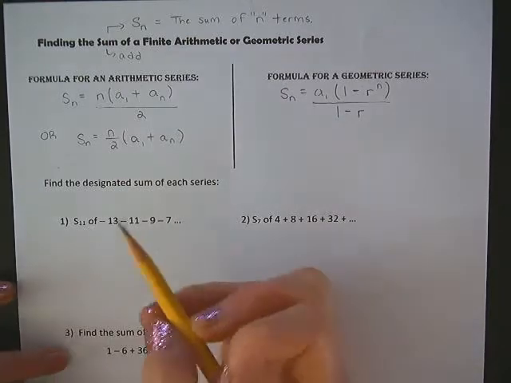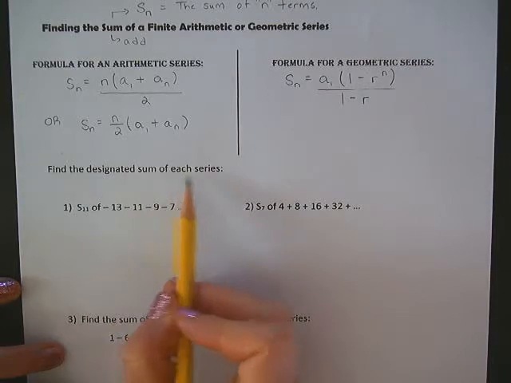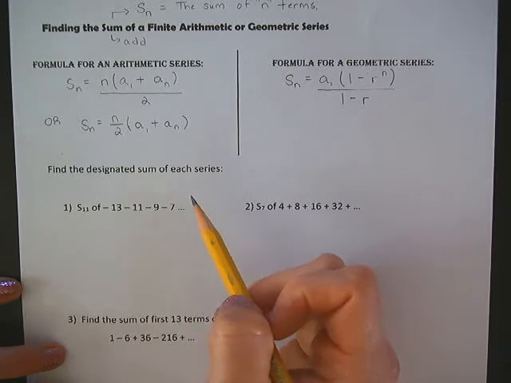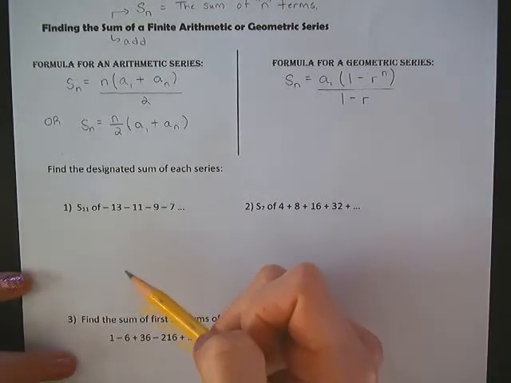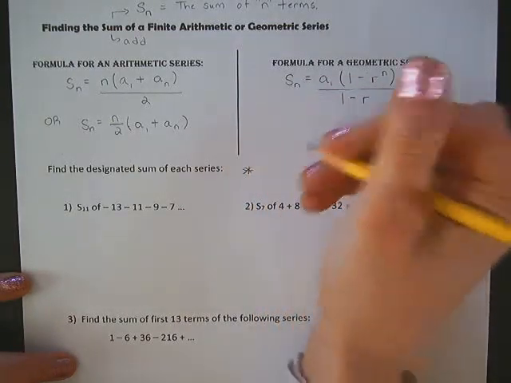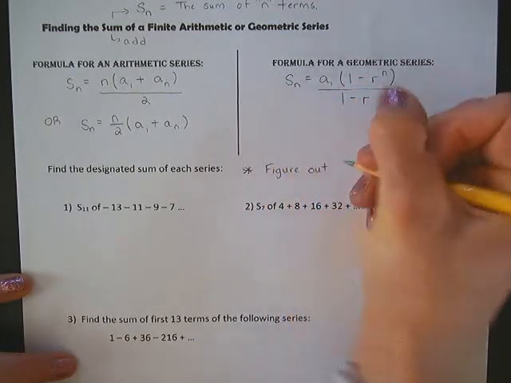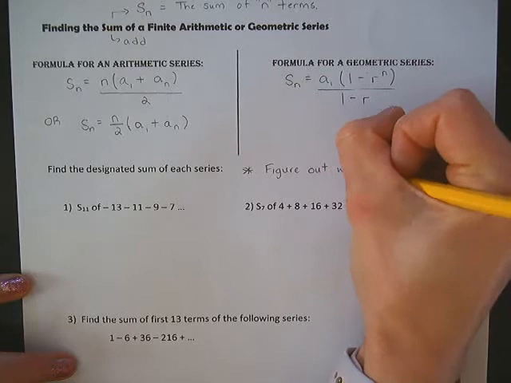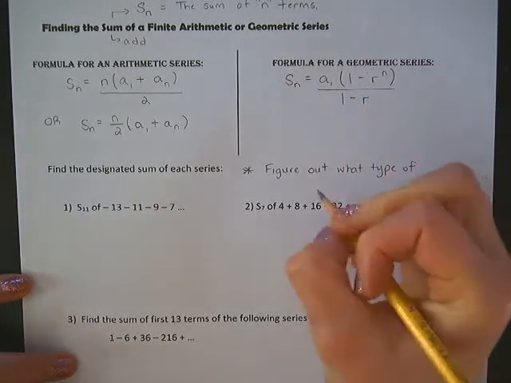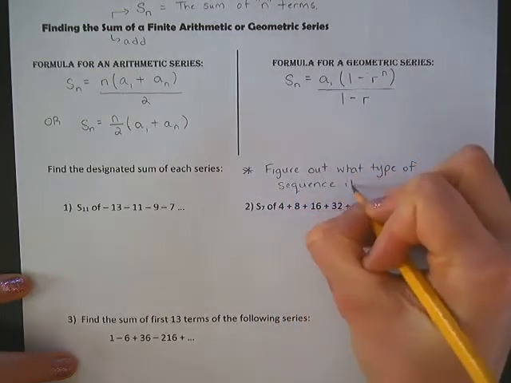Okay, so in number 1, it says find the designated sum of each series. Before you can actually use a formula or do anything like that, you have to figure out what kind of sequence it is. So add a little note to yourself. You have to figure out what type of sequence it is first.